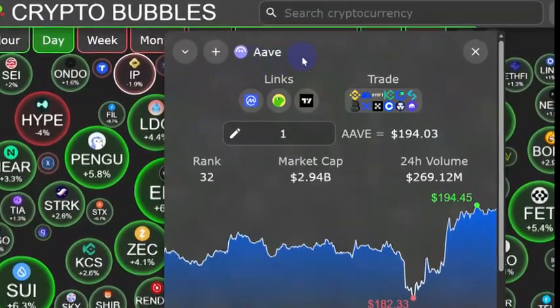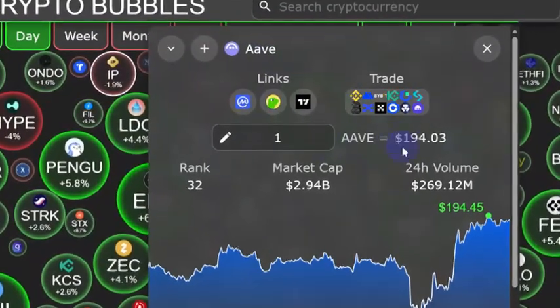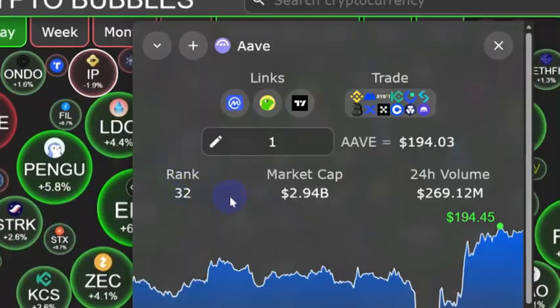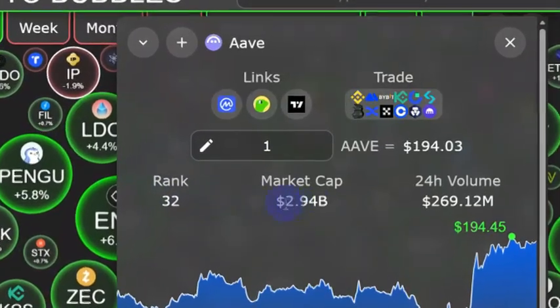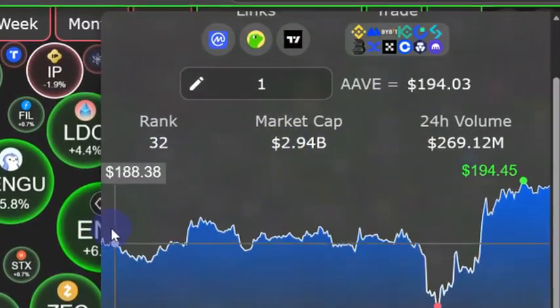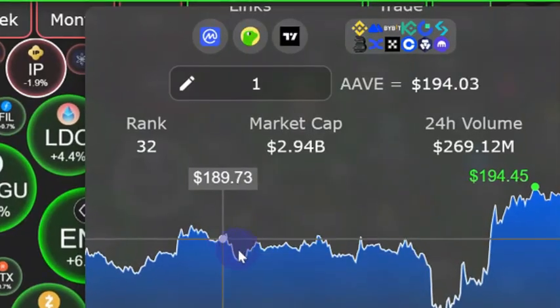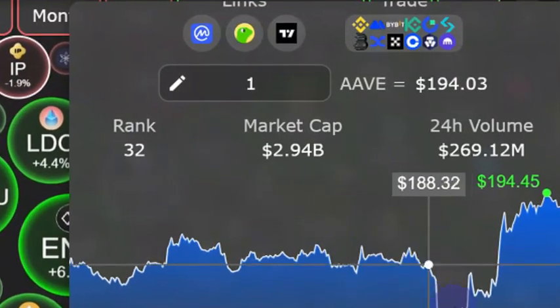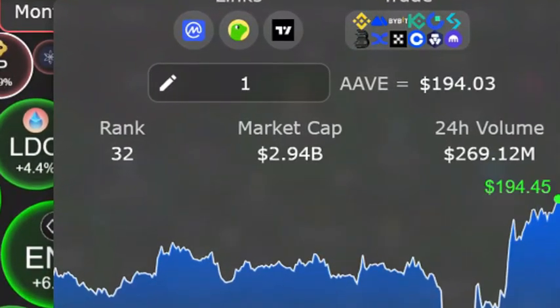So today we're going to be looking at AAVE right here. AAVE is currently at the $194 level. We're currently ranked at 32 with a market cap of about $2.94 billion. And today we're going to be looking at the price action, the technical analysis and price prediction right here for AAVE. So sit back, relax and enjoy the video.